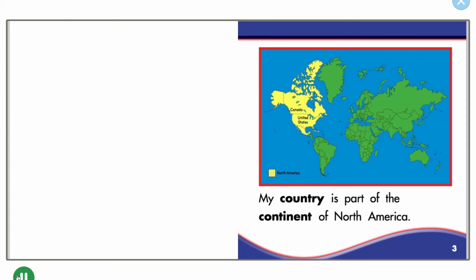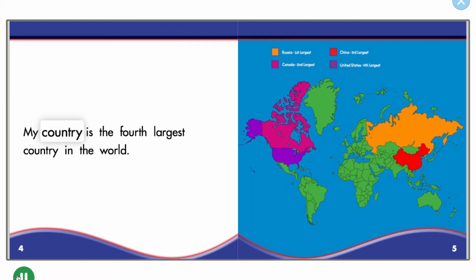My country is part of the continent of North America. Canada, United States, North America. My country is the fourth largest country in the world. Russia, first largest. Canada, second largest. China, third largest. United States, fourth largest.